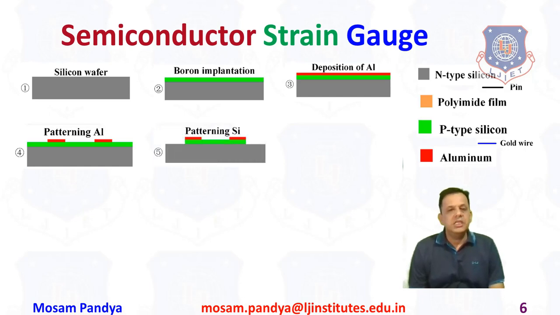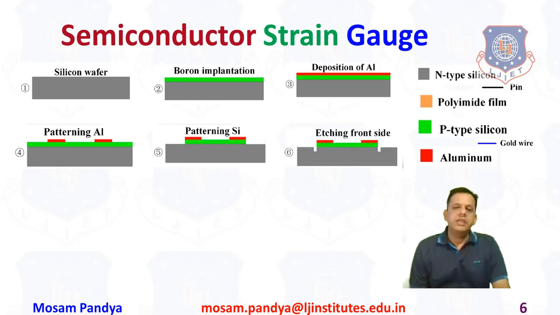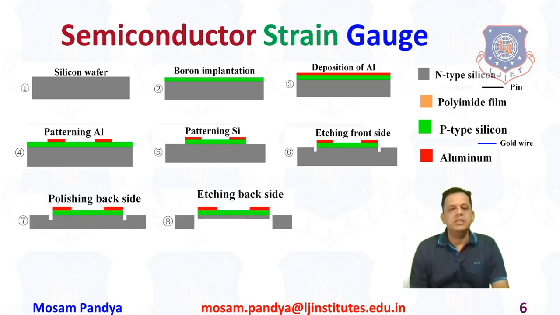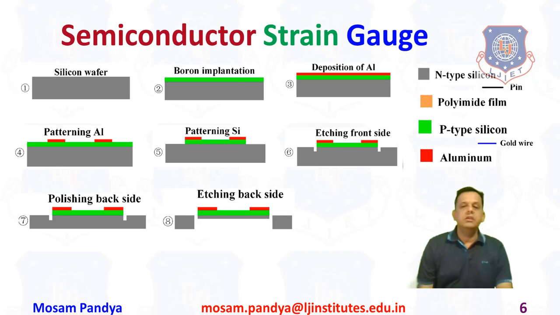Then silicon pattern is generated. The boron implanted part is matched with aluminum patterning, and outside etching is done, polishing backside and etching backside. Our major concentration is on step number 2, 3, 4 and 5.